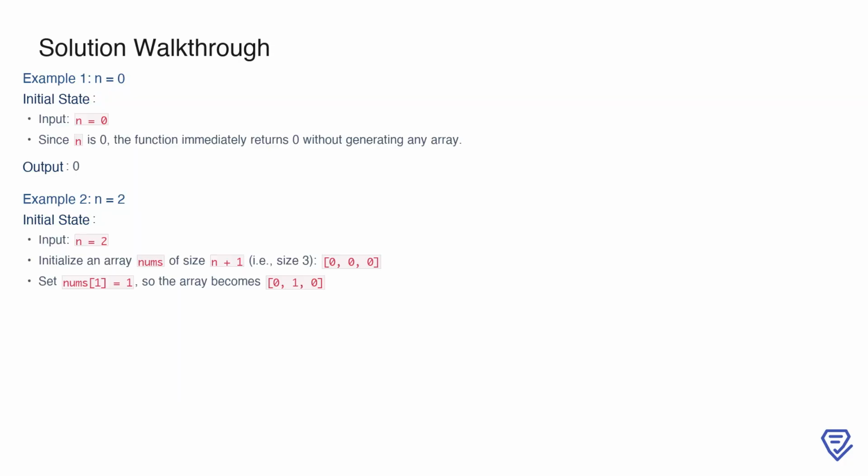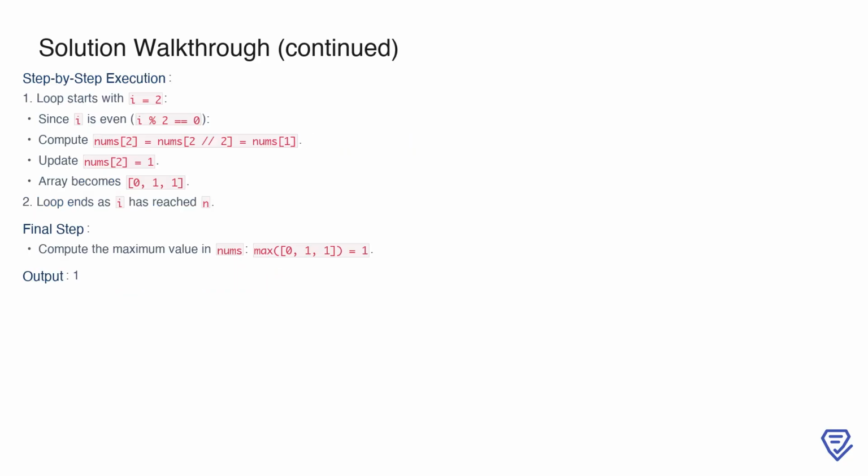To begin, let's consider the simplest case where n equals 0. The input is 0, and since the problem states that no array needs to be generated when n is 0, we immediately return 0 as the output. There's no need to initialize any array or perform any calculations in this case, making it very straightforward. The output for this input is simply 0.